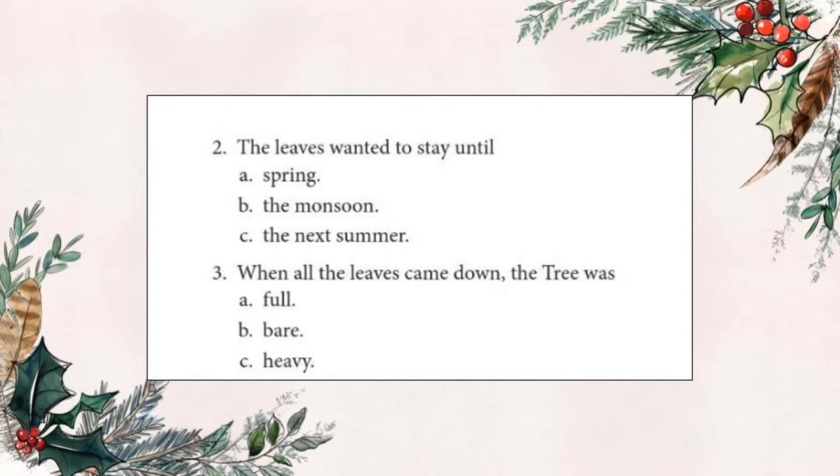Let's move to the third one. When all the leaves came down, the tree was. Options are full, bare, heavy. Students, when the leaves came down, how does the tree look? The tree looks bare. It means the tree without leaves. So students, tick on the option B. Do it neatly and properly.